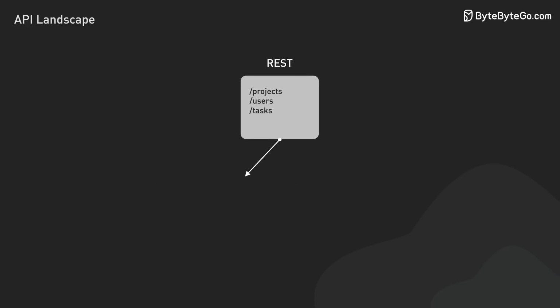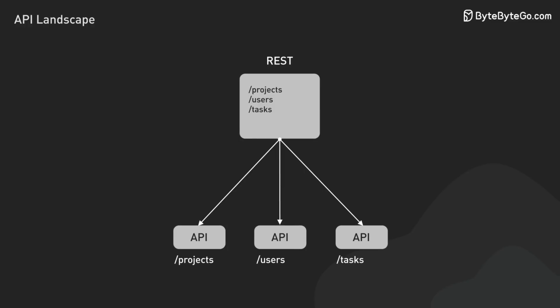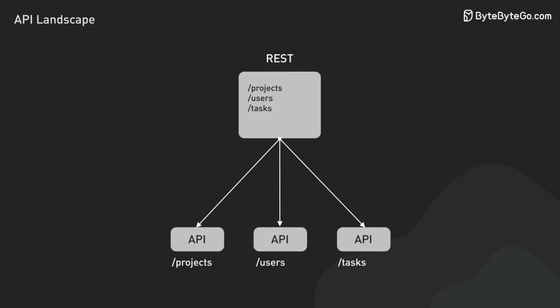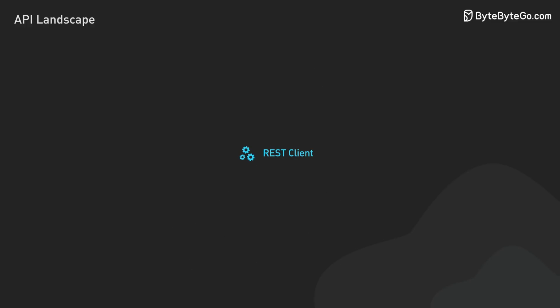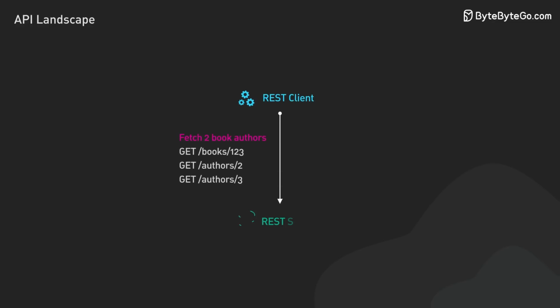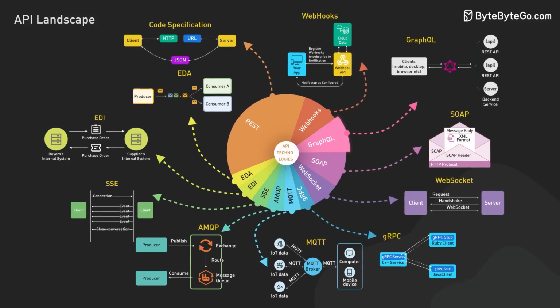However, REST isn't perfect. Ever run into issues with overfetching or underfetching data? That can really slow things down. And if we need related data, we might end up making multiple requests, which increases latency. But don't worry, that's where GraphQL comes in.